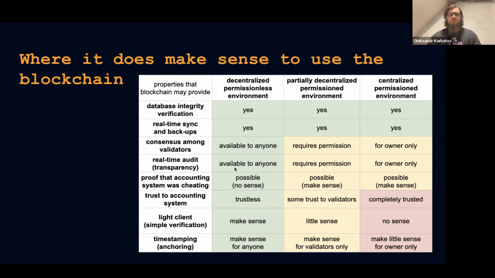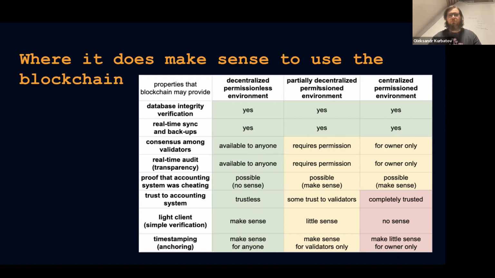Okay, the next one, real-time audit. In a decentralized system it is available to anyone, and blockchain allows you to verify the data at every time. By the way, you can be sure that the final state of the accounting system is a result of all transactions that were performed in the blockchain.